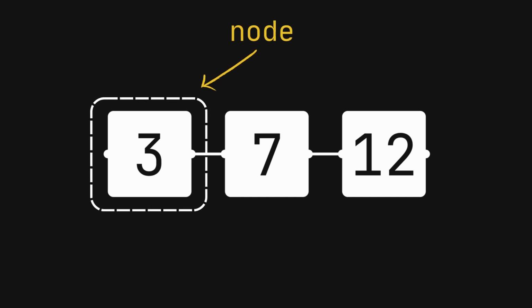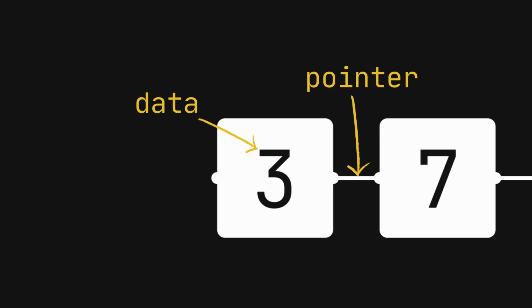Instead, each element or node of a linked list contains two parts. The first is data. This represents the value of a node. The data can be of any type, such as an integer, string, or complex object. The next is a pointer. This is a reference to the next node in the sequence. In a singly linked list, each node points to the next node. In a doubly linked list, each node also has a pointer to the previous node.